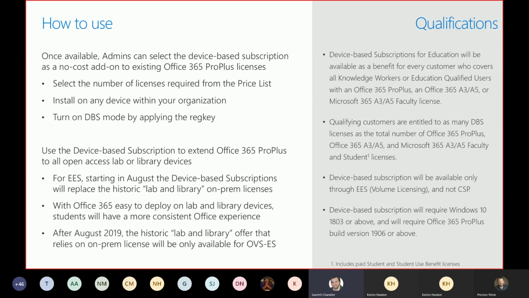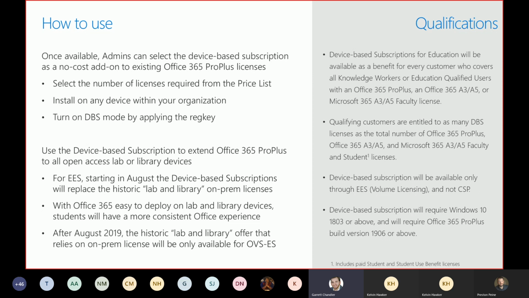So in most scenarios, that should cover the majority of your computers that you're going to license, or those Office installs that you're going to license with DBS. A couple of other requirements for DBS is that it will require Windows 10, 1803 and up, and it will require Office 365 Pro Plus build version 1906 and above.